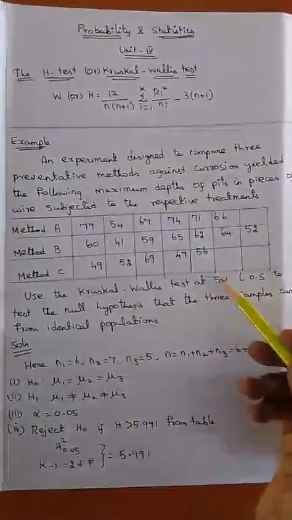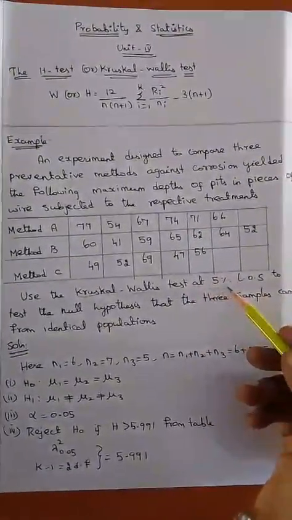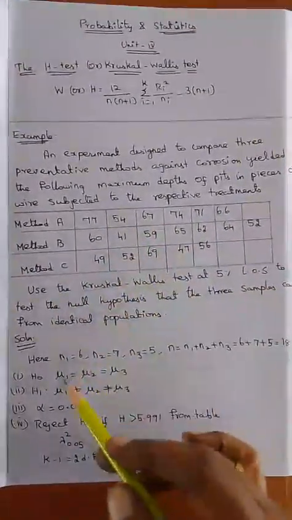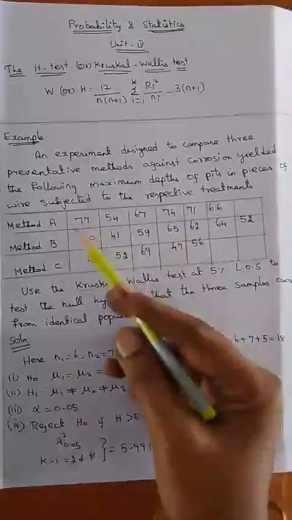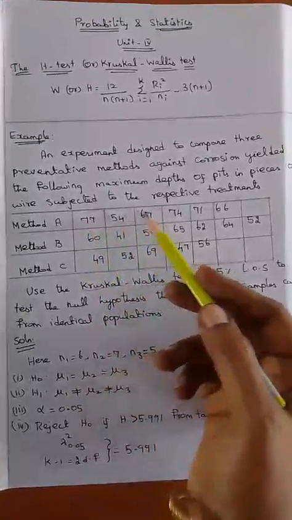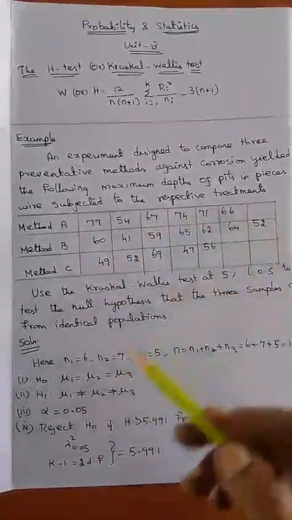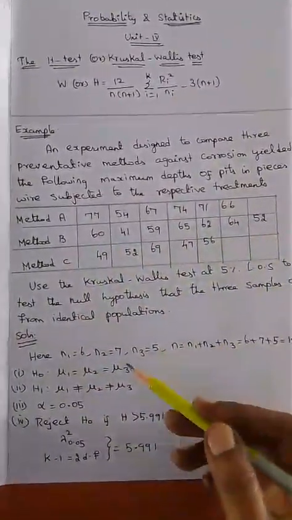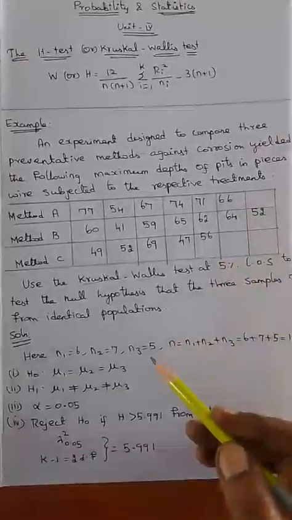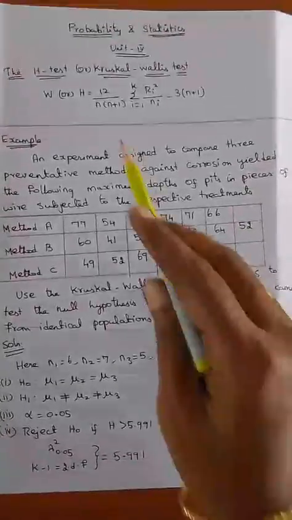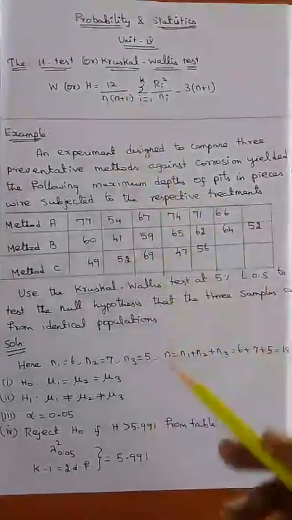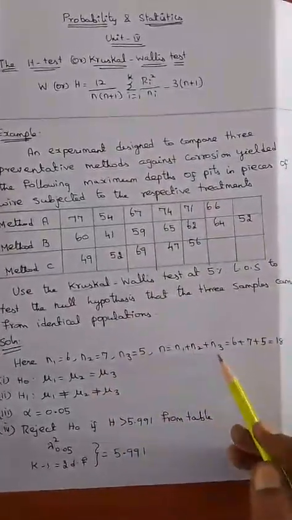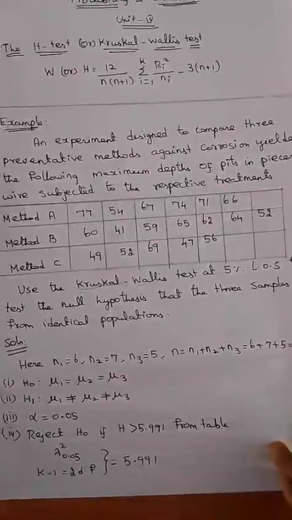They give the level of significance as 5%, and from this problem we have to take the value of n1. Here method A has 1, 2, 3, 4, 5, 6, so the value of n1 is 6. Similarly from method B, n2 is 7. n3 is from method C, 5. In the formula we need the value of n. N is nothing but the total sample size, n1 plus n2 plus n3, so that is equal to 18.